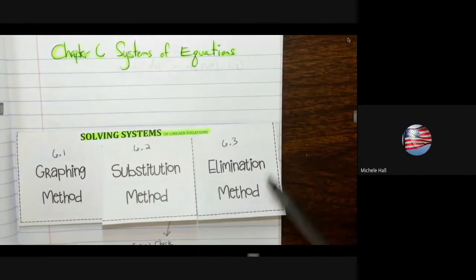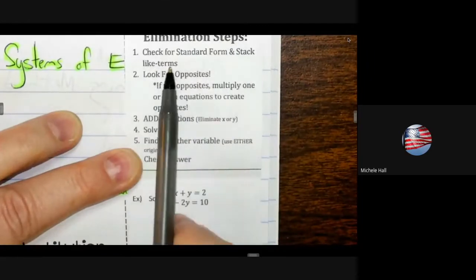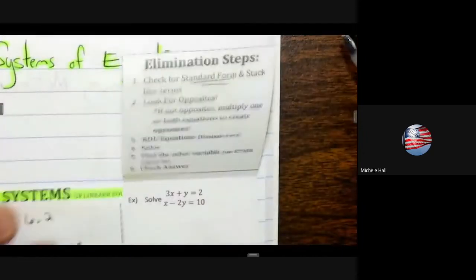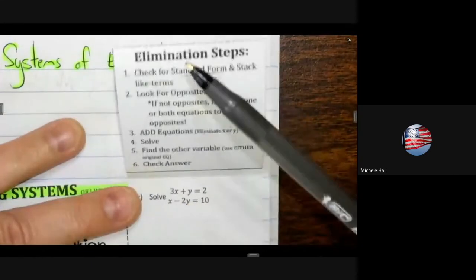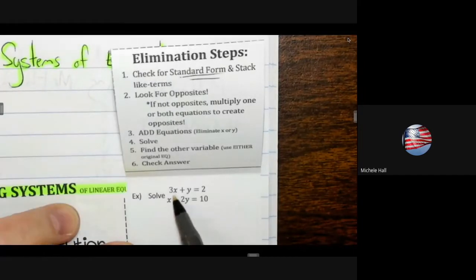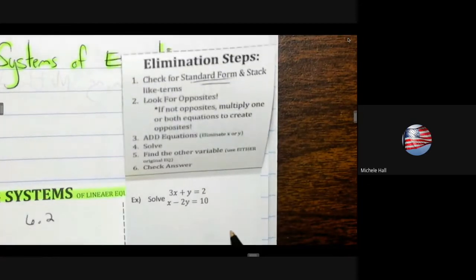6.3 Elimination Method. Check for standard form and stack like terms. It must be in standard form to use the elimination method. This is the method that I am most likely to use in algebra a lot. I like the elimination method. It's quick, it's easy. I see my x's are stacked together, my y's are stacked together, and my constants are stacked together. So it's all stacked in standard form, ax plus by equals c.